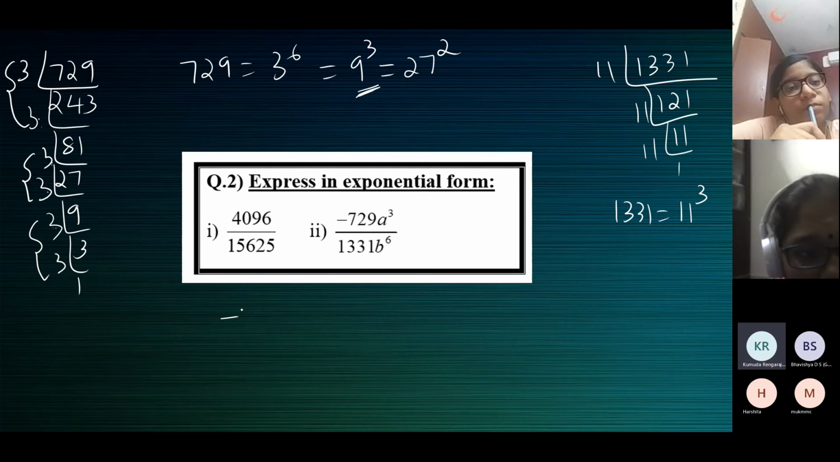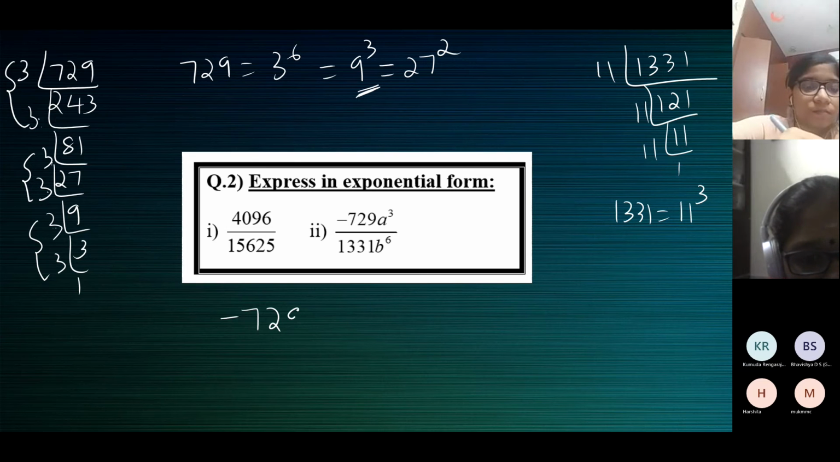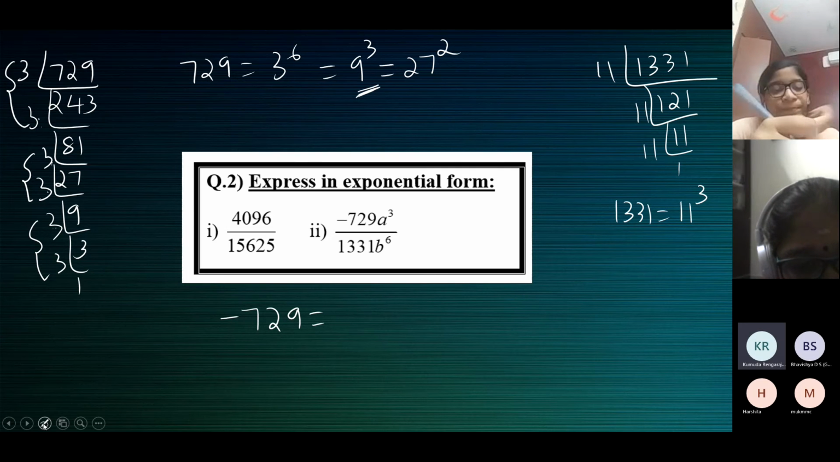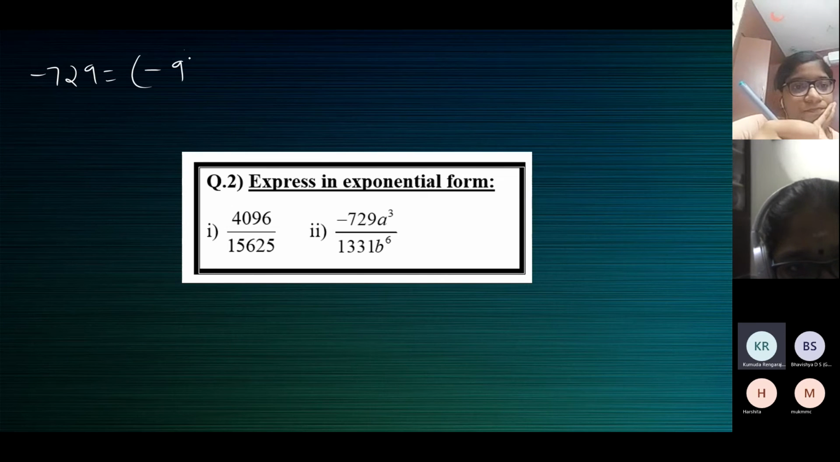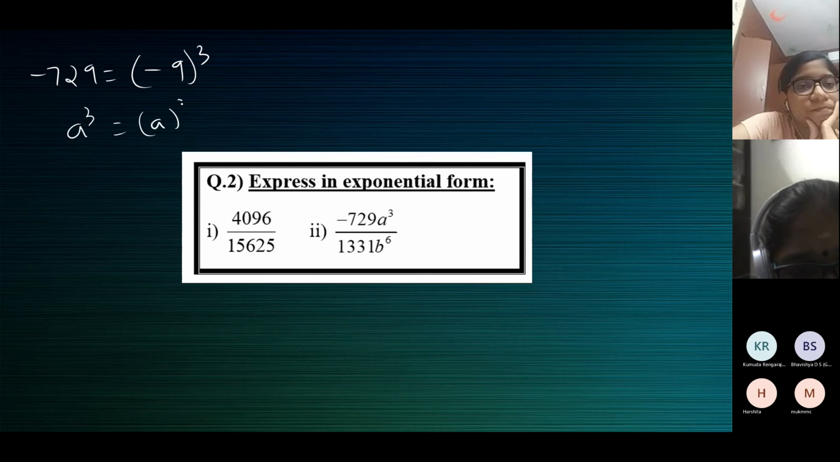So minus 729 is, see, I'm writing everything separately for you. The answer slide is there, children. I'm clearing the slide. Don't worry. Minus 729 is minus 9 the whole cube. Minus 9 into minus 9 into minus 9, 3 times minus. So it will be minus 729. A cube is a the whole cube.